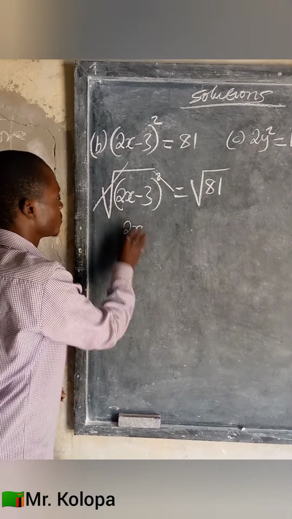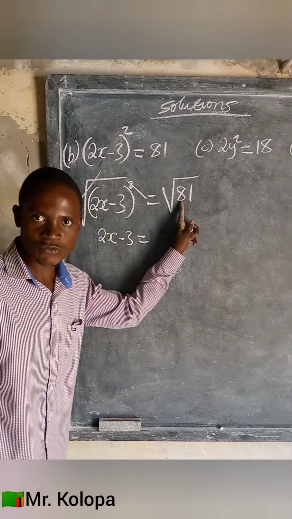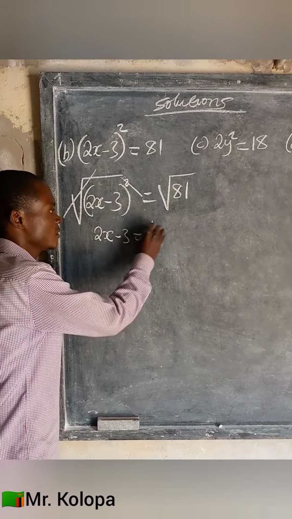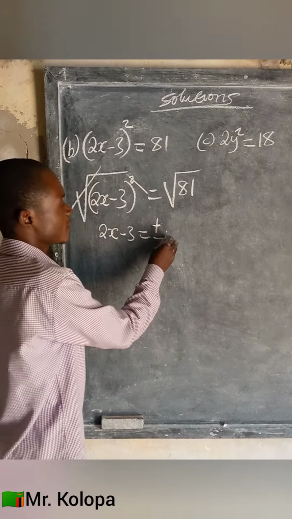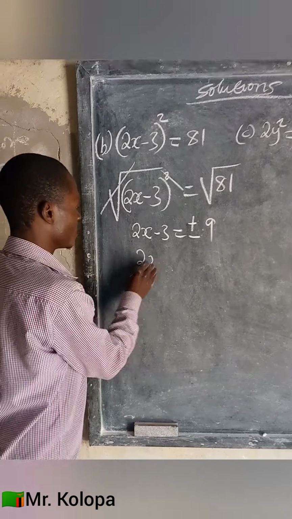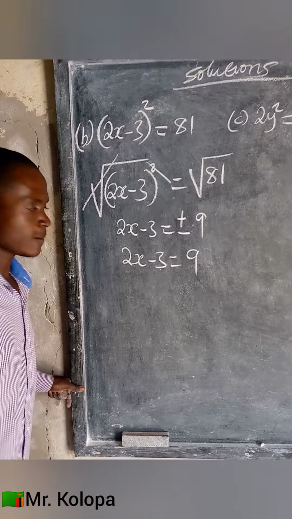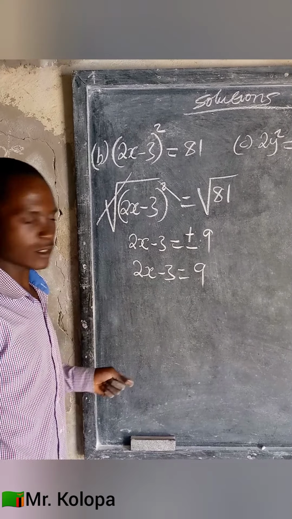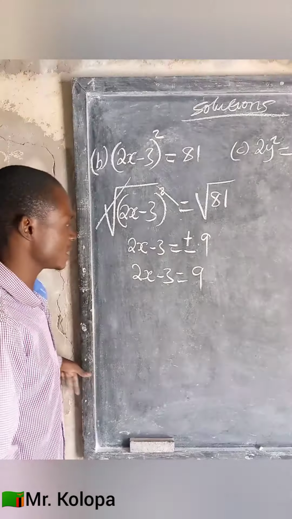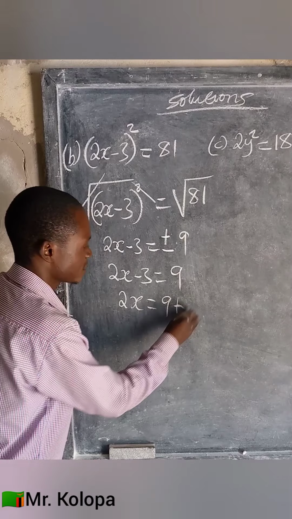I'm going to remain with 2x minus 3 is equal to, for the square root when you are solving the equation, you get the positive and the negative. So positive and negative square root of 81, that will give us 9. So this is 2x minus 3 is equal to 9. Then you solve the equation, the negative sign will change when the 3 goes the other side. So I'm going to have 2x is equal to 9 plus 3.